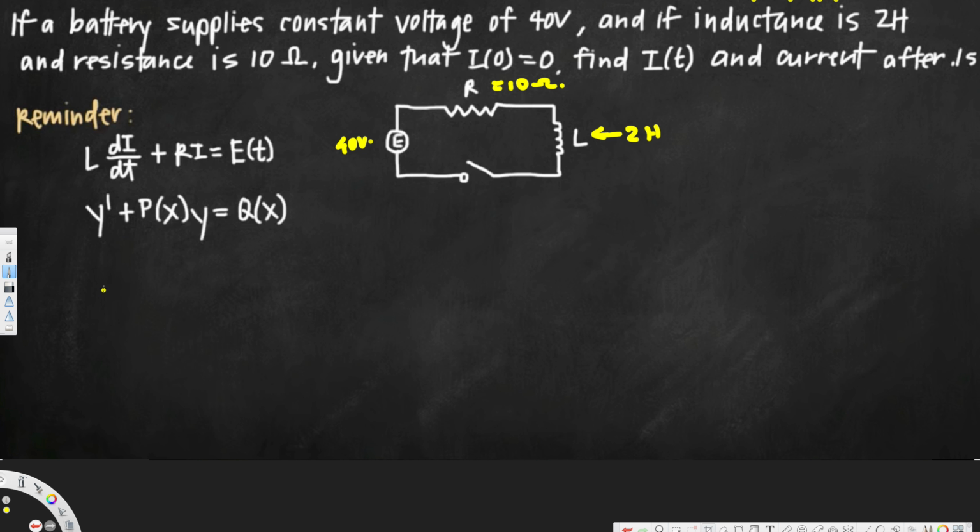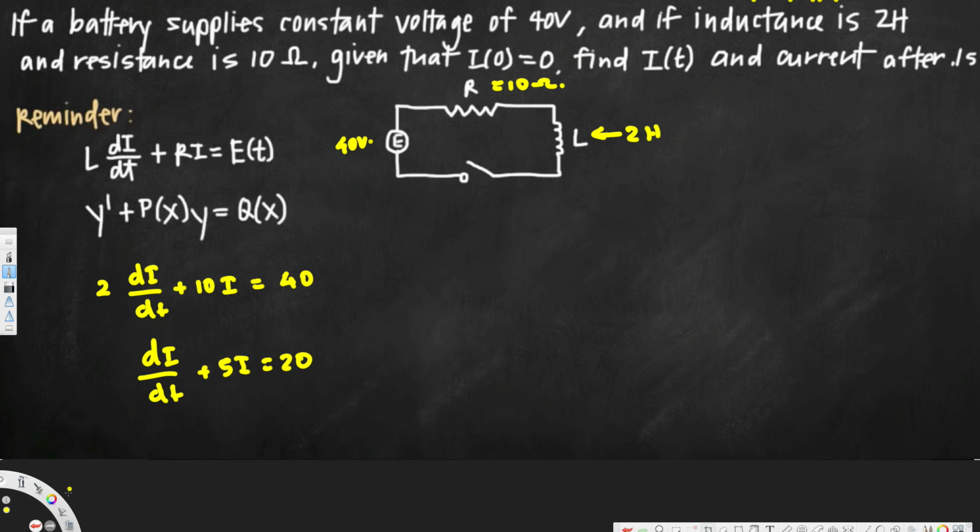So L is 2 henries, this is going to be 2 times di by dt plus resistance is 10, so 10 times I is equal to E of t. E of t is 40 volts, so we are going to put that one right here. Let's try to simplify this one. We can divide everything by 2 in order to simplify this one, and that's going to give us di by dt plus 5I is equal to 20. And this is the standard form of first order differential equation.